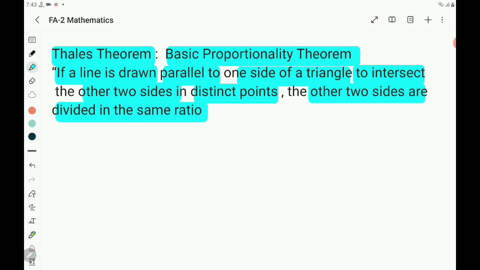Learn the statement and write it correctly. Statement should be written as it is. You should not change the words also. So here you must write that if a line is drawn parallel to one side of a triangle to intersect the other two sides in distinct points, the other two sides are divided in the same ratio. Here the question is only to state, not to prove. So only write the statement of the Thales theorem, which is also called basic proportionality theorem.